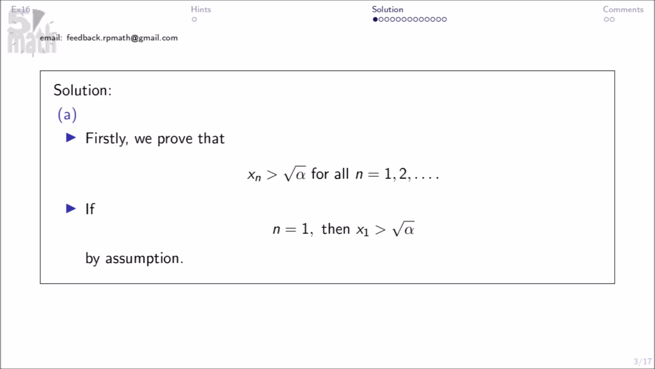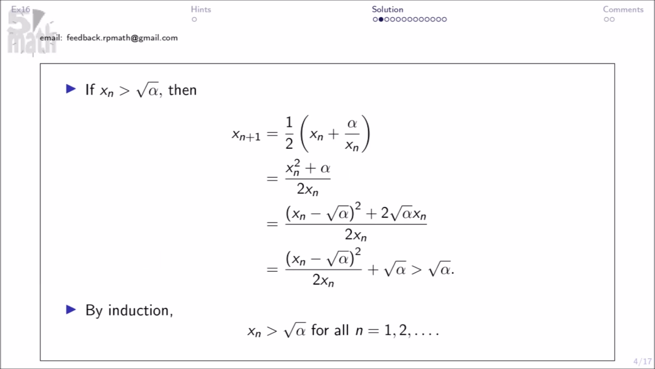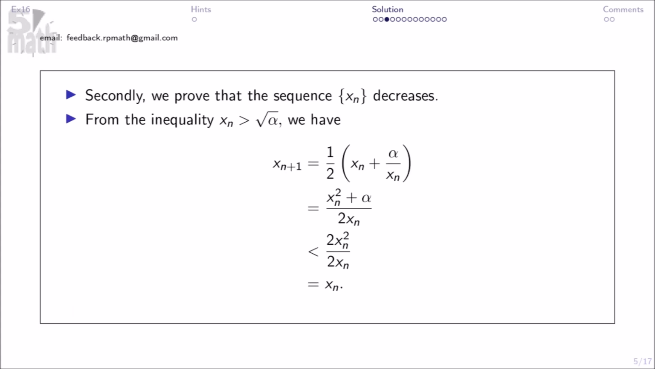Solution. A. Firstly, we prove that xn is greater than the square root of alpha for all n equals 1, 2, 3, and so on. If n equals 1, then x1 is greater than the square root of alpha by assumption. If xn is greater than the square root of alpha, then we have this. By induction, xn is greater than the square root of alpha for all n equals 1, 2, and so on. Secondly, we prove that the sequence xn decreases. From the inequality xn greater than the square root of alpha, we have this.